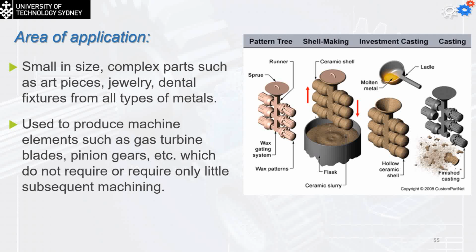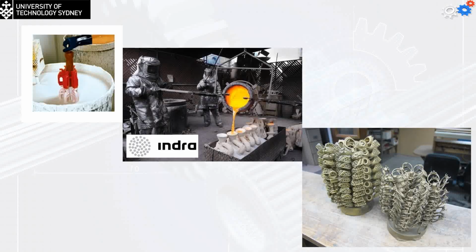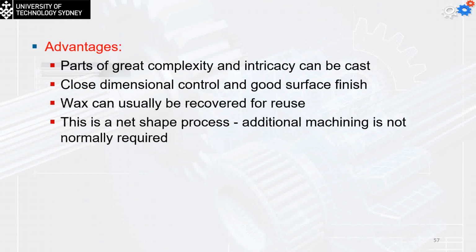The advantage is that parts with great complexity and intricacy can be cast. Close dimensional control and good surface finishing. The patterns can usually be recovered and reused multiple times. And this is a net shape process. We don't have to do any additional machining on the part. Disadvantages are that many processing steps are going to be required, and it's a relatively expensive process.